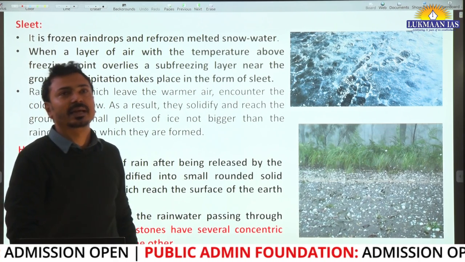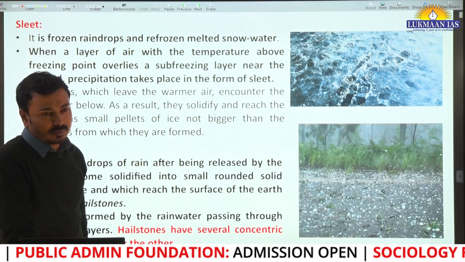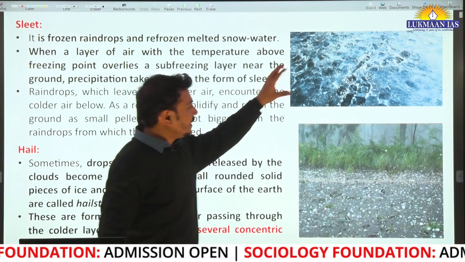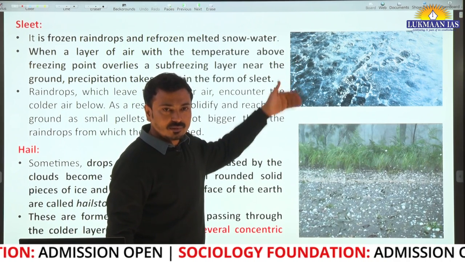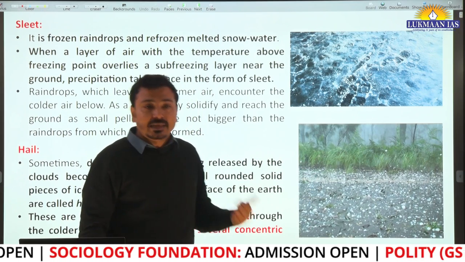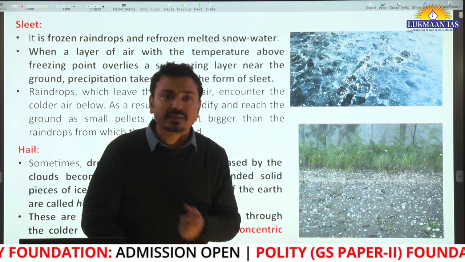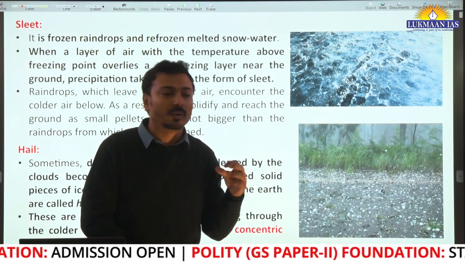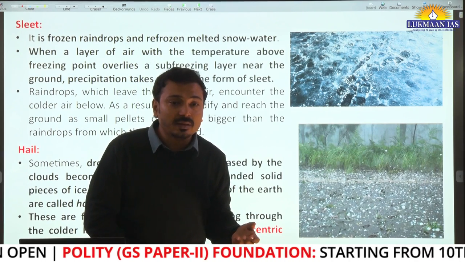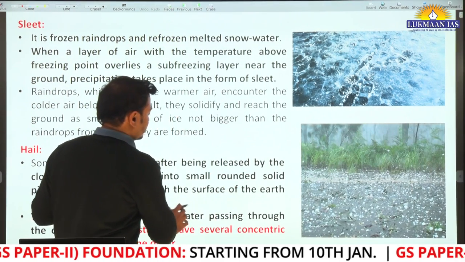Now what happens in hailstorm? ठीक है, so in hailstorm it happens in the tropical region. दोनों में difference देखिए, ये latitude higher latitude में हो रहा है, here it is happening in tropical region. Excess heating of the ground result into strong convection currents that result into a cumulonimbus cloud or thunderstorm formation in the tropical region. Now I will explain this concept here.